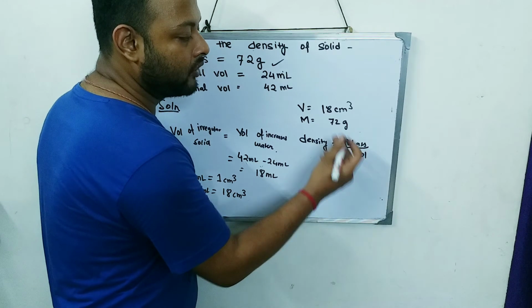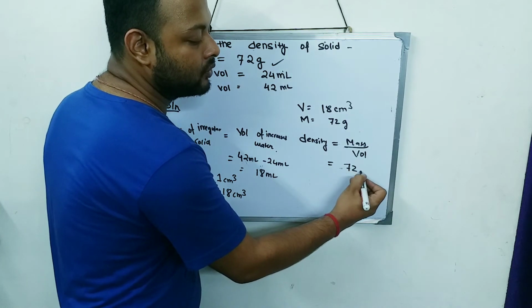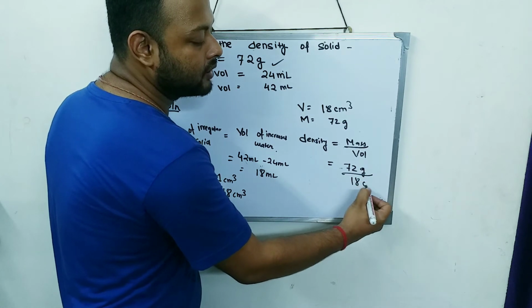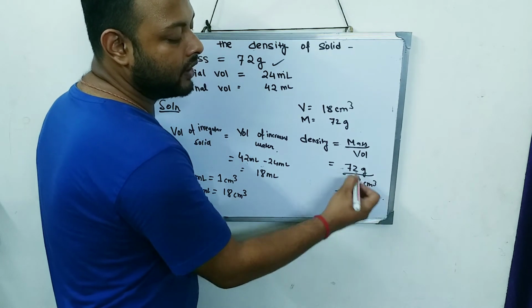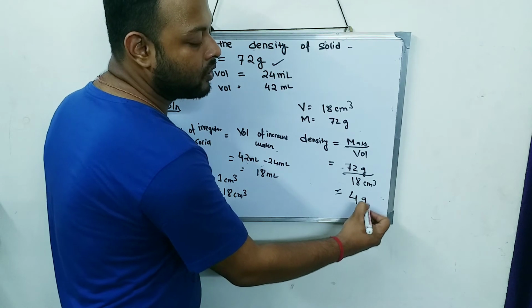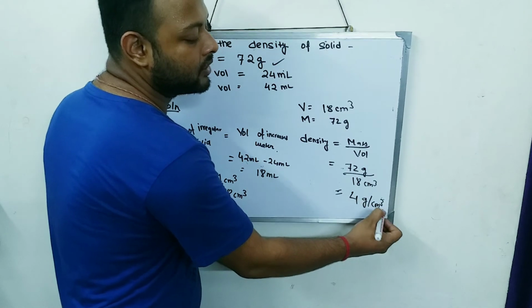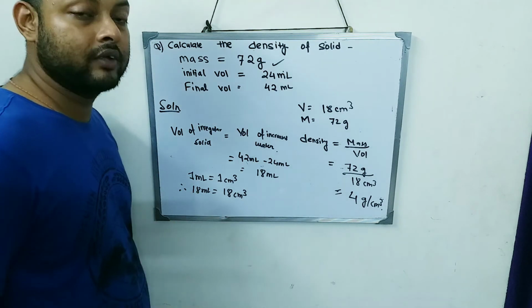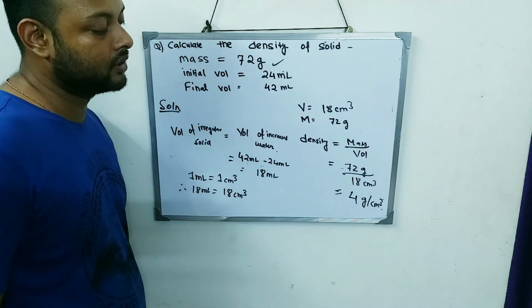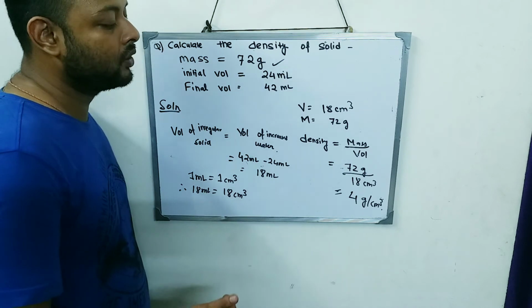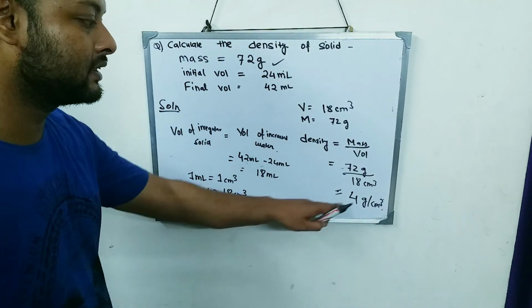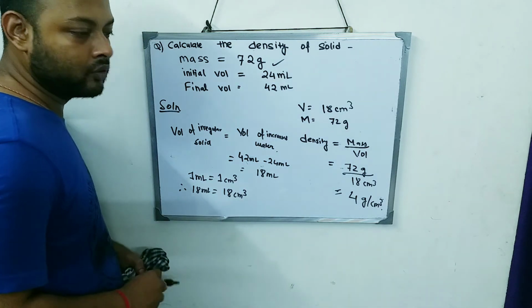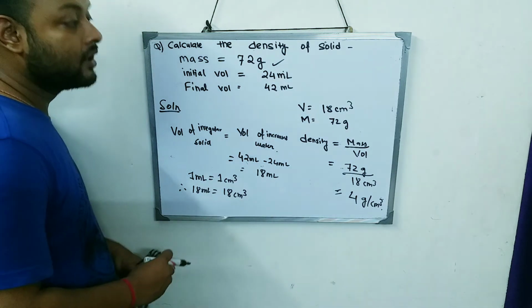So just put the formula. 72 gram divided by 18 centimeter cube. When you divide, it comes 4 gram per centimeter cube. So 4 gram per centimeter cube is the density of the liquid in CGS unit. If I want this answer in SI unit, how to get it? Till here you understood? I think you don't have a problem till here.